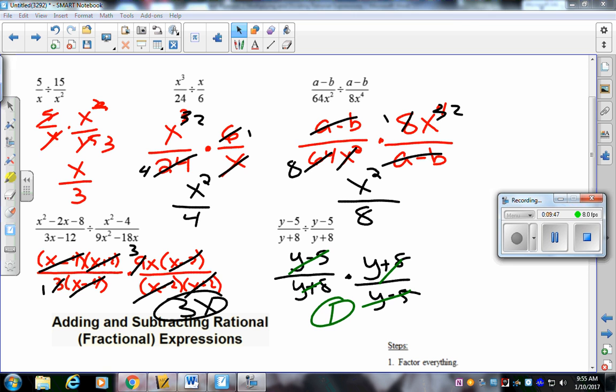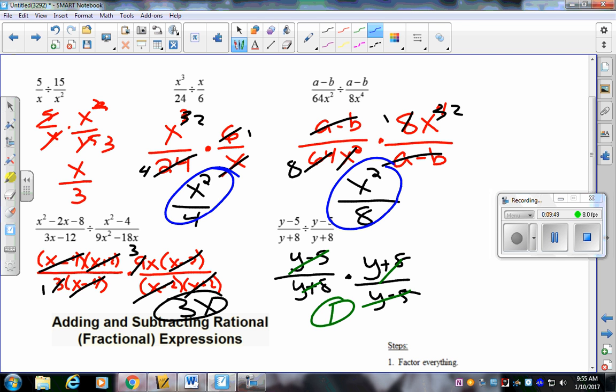Let me circle my other answers so you can see where they are. Okay, go ahead, pause the video if you want to look through the work. I'm going to move on to the addition subtraction.